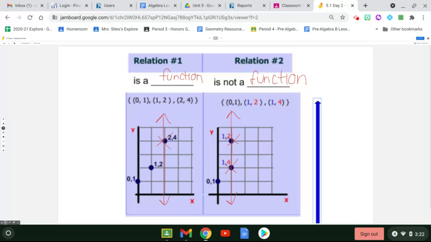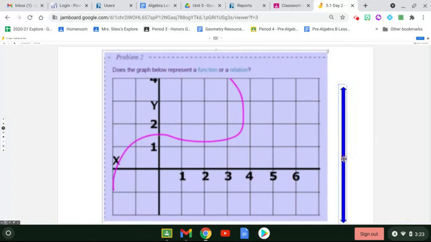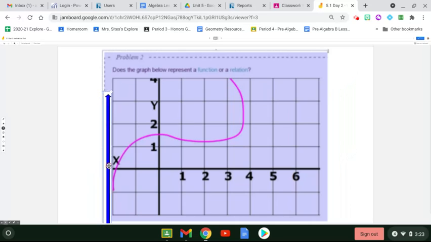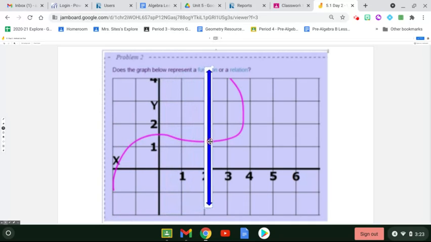Good for you, bad for the machine, right? Okay, so this is not a function. Okay, let's look at this weird graph. As we start out, everything looks pretty good, right? Hits once, hits once, hits once, once, once.